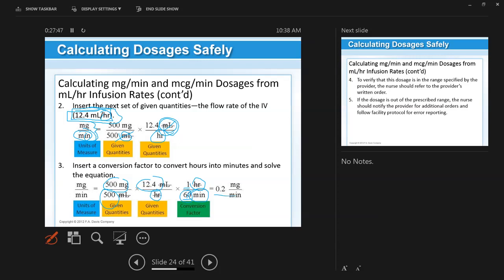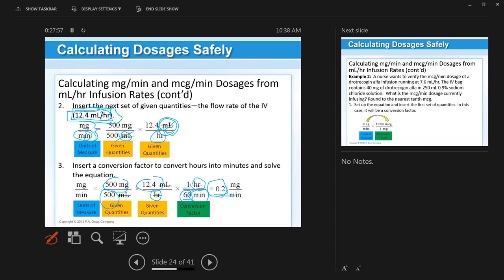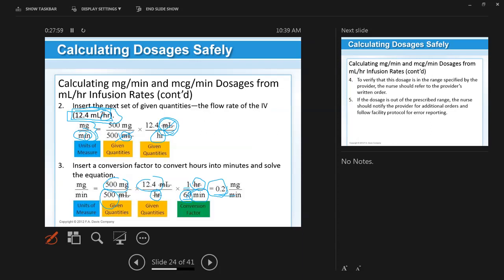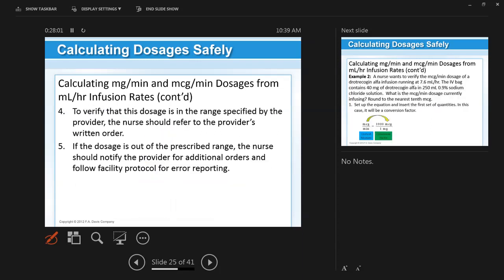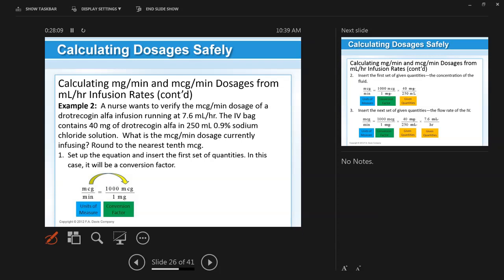So it happens to be rounded nicely to the tenth like we wanted it to be, and that's what our directions told us. So that works out perfect. You also want to make sure that if your infusion is running at 0.2 milligrams per minute, you can verify this with the provider's order and that is a dose that's within range and that's accurate.